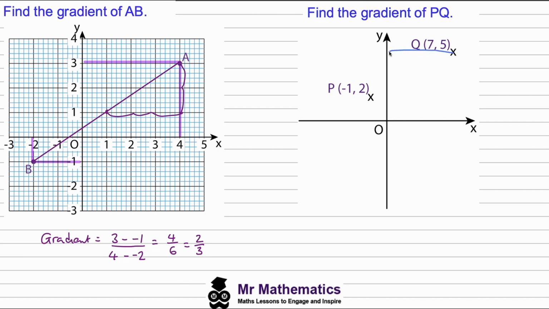So between 5 and the 2. So the change in y will be 3. And then the change in x, which is from the -1 to the +7. So the change in x now is from -1 to 7, which is 8. So the gradient will be change in y divided by the 8, 3/8. Okay? Let's try 2 more questions.